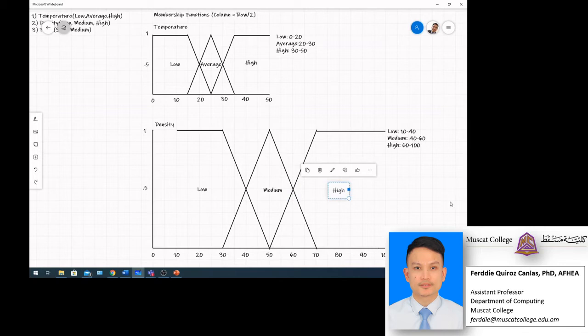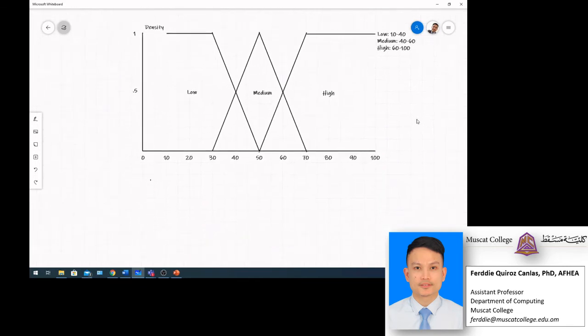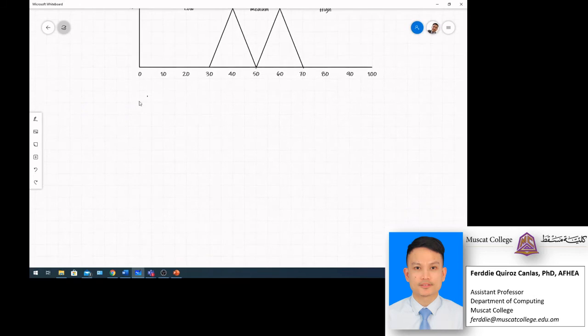Good. Any question here for density? Any question here for the density? If none, let's proceed to the temperature. I mean for the pump. So let's go with the pump.